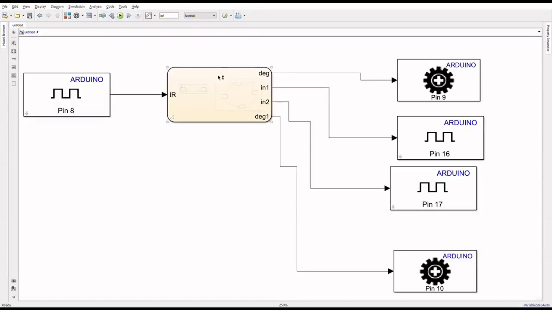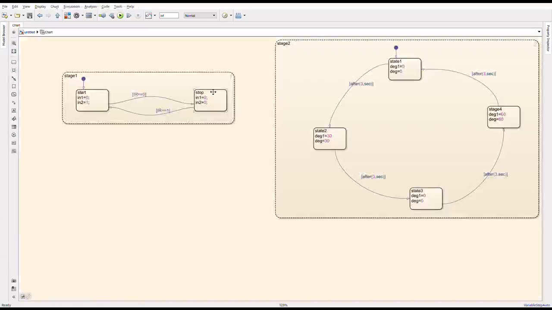Now I'm explaining the modeling of the disk launching machine. Firstly, this input is connected to the IR sensor, and degree 1 is connected to the servo motors, that is servo motor 1 and servo motor 2, and this IN1 and IN2 are the inputs. Now let us see what happens in this chart.